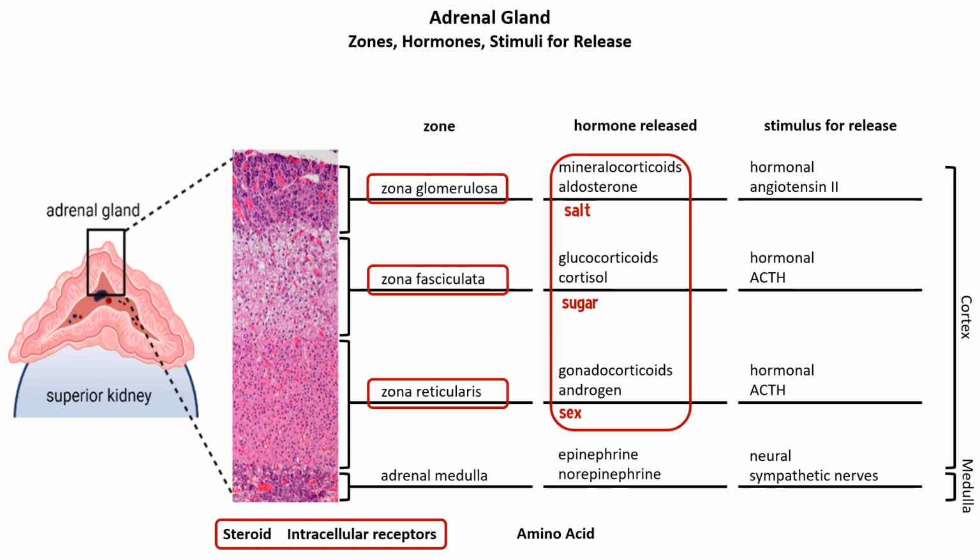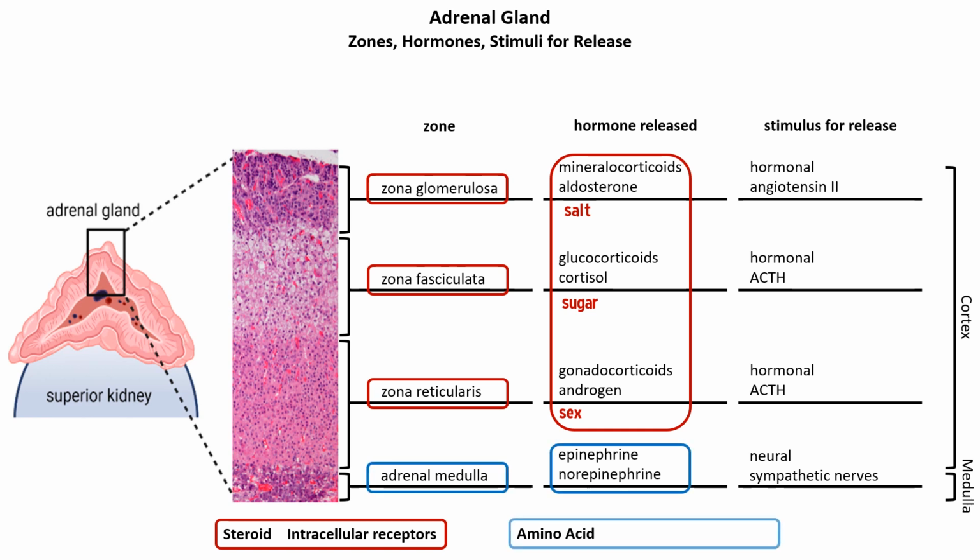Now, what about the adrenal medulla and epinephrine and norepinephrine? These are going to be amino acid-based hormones. And because of this, they will not be able to slip past the cell membrane. So their receptors are going to be on the outside. They are going to be engaging with extracellular receptors.